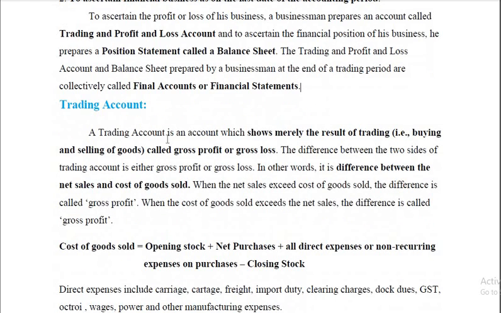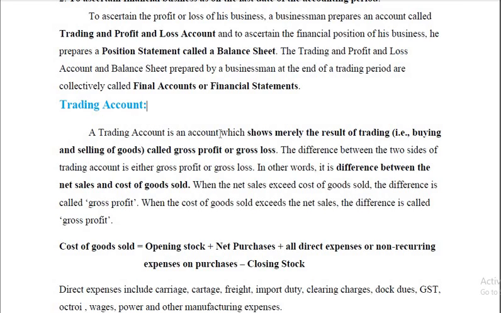We'll take up the first one, trading account. The first objective is to know the profit or loss of the business for a given accounting period. So we have to prepare a trading and profit and loss account. It has two components. Normally, the trading and profit and loss account is prepared together, but it has two parts. The first one is the trading account.